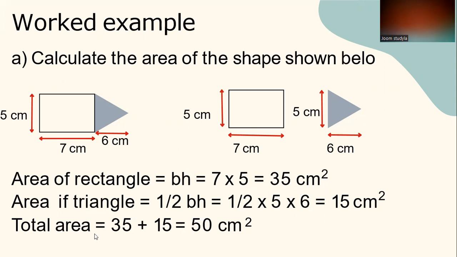And the area of the triangle is half BH, as you already know. So you have half multiplied by 6 multiplied by 5 equals 15. So the total area for this shape is 35 plus 15, which is equal to 50.